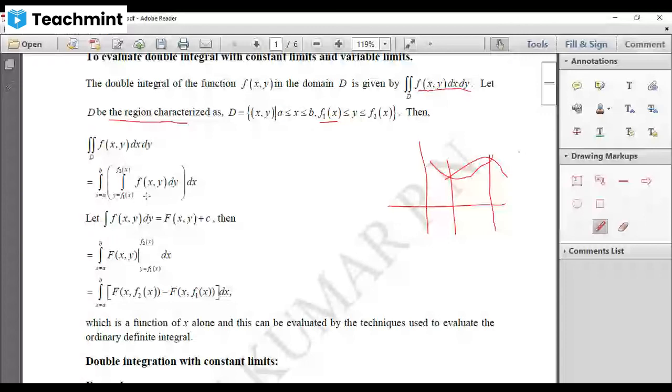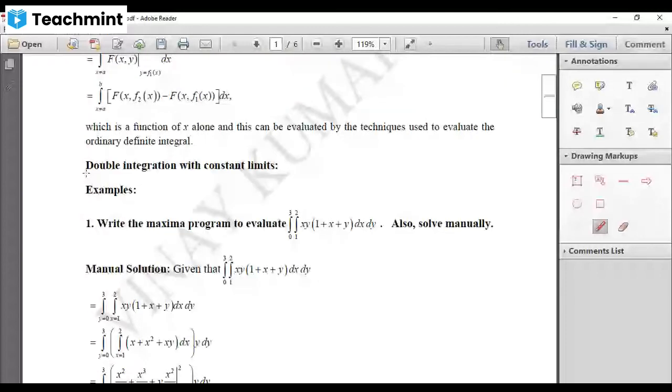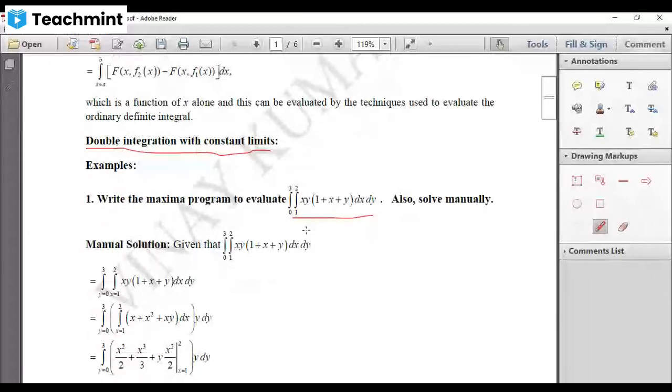Now, let us see the double integration with respect to constant limits. Let us write a Maxima program to evaluate this integral, and also we'll find the solution manually. Now here they are given double integral 0 to 3, 1 to 2. That means you're having the x-axis and y-axis.